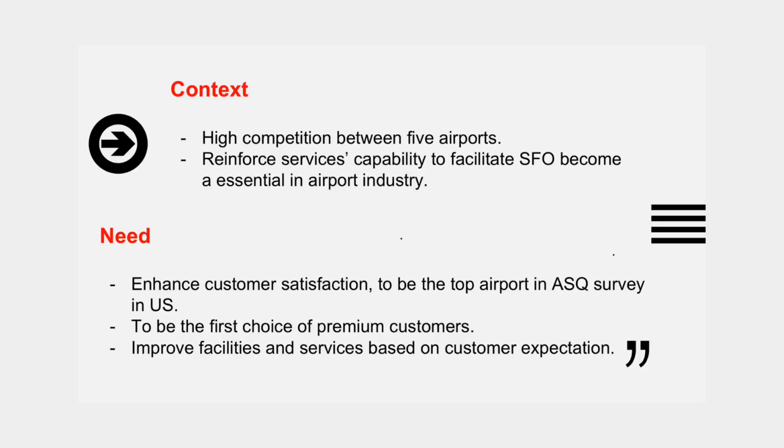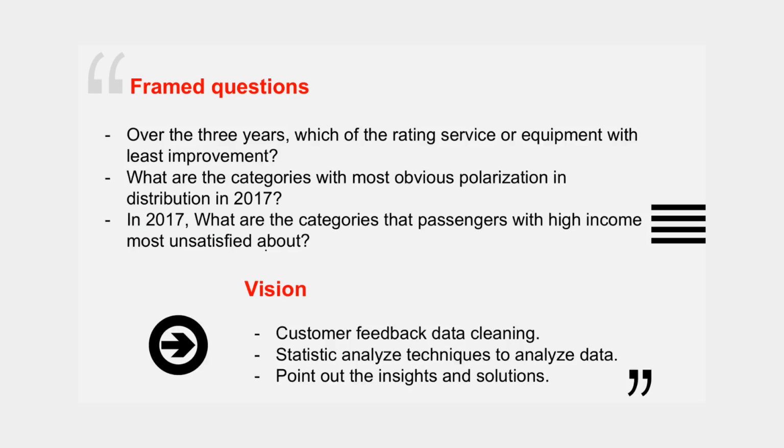Now we have 3 framed questions. The first one: over the last 3 years, which service or equipment had the least improvement? Second, what are the categories with the most obvious polarization in distribution in 2017? Third, in 2017, what are the categories that high-income passengers are most unsatisfied about?